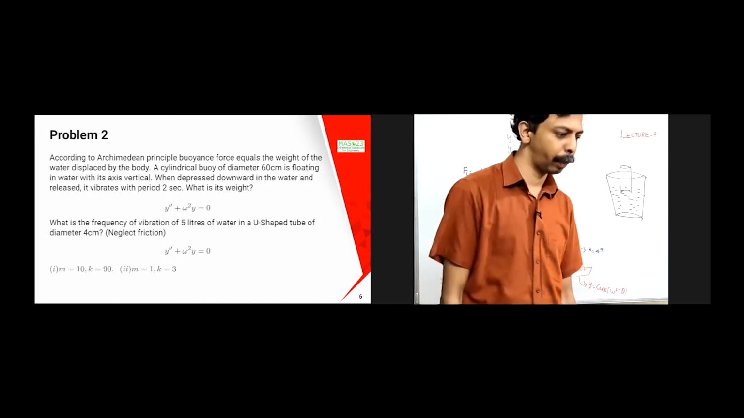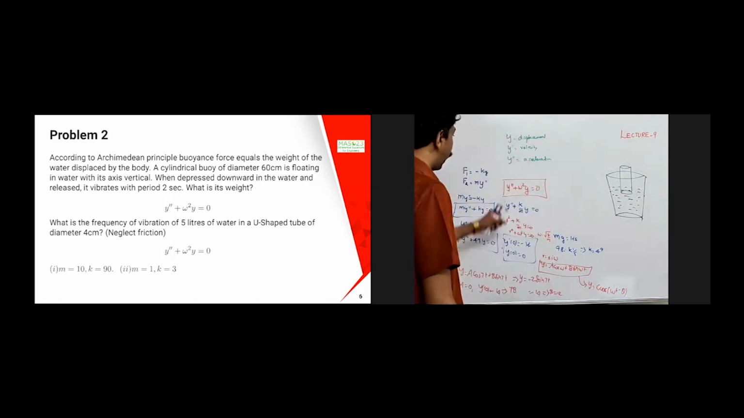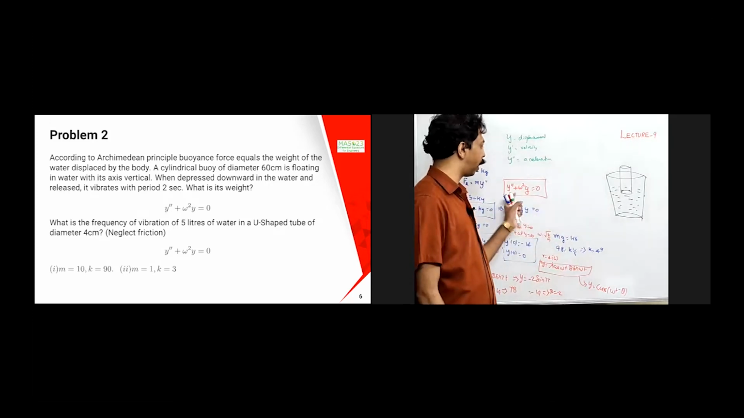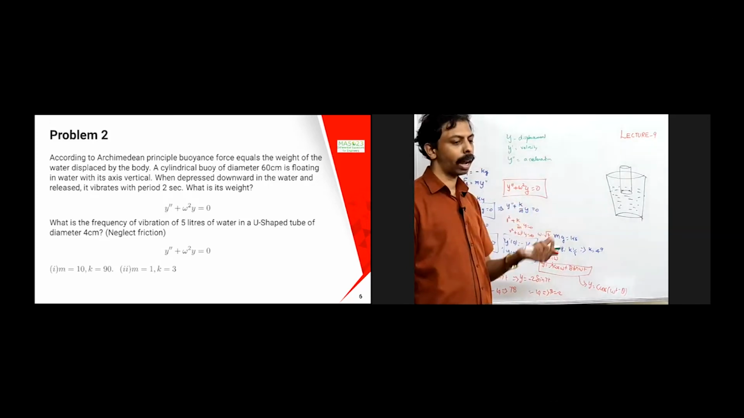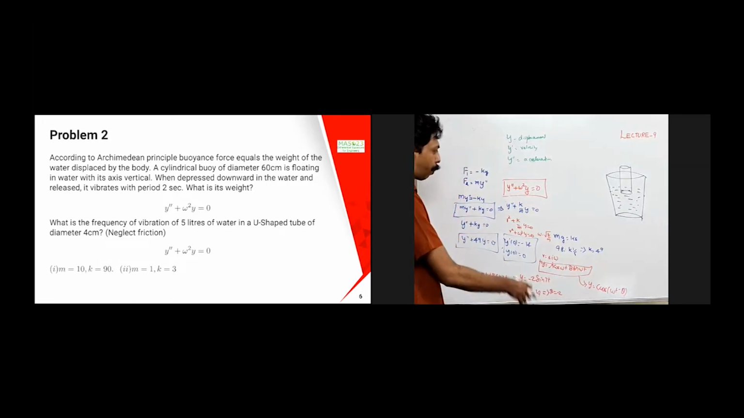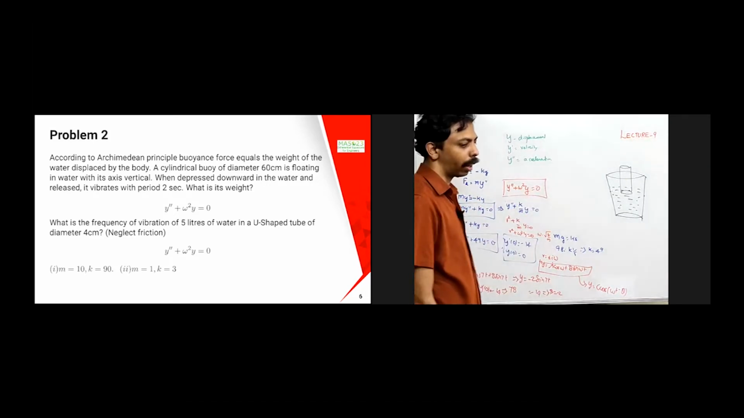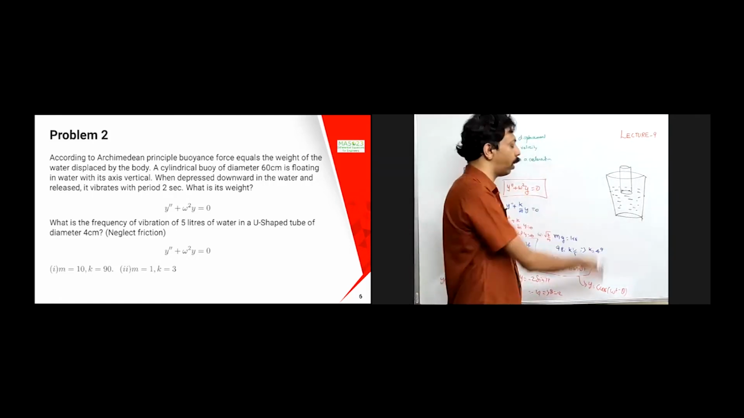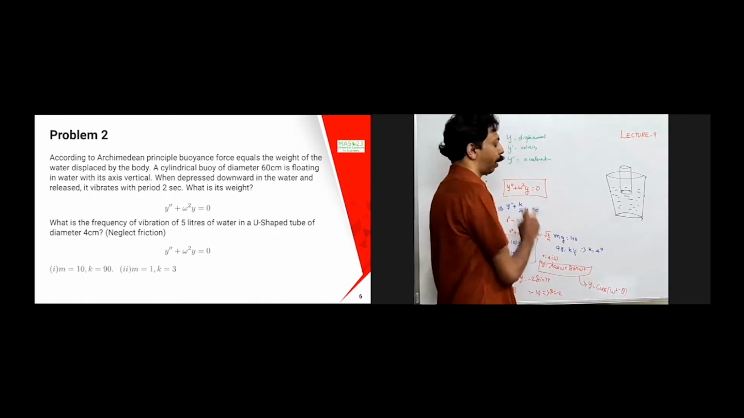Mostly mechanical engineers know how to calculate this one. So y double dash plus omega square y equal to 0 is again going to govern this kind of problem. The question asked is, what is its weight? Once again, you need to solve this kind of problem and then find the weight of the body. The motion of this one you can describe using this kind of equation.